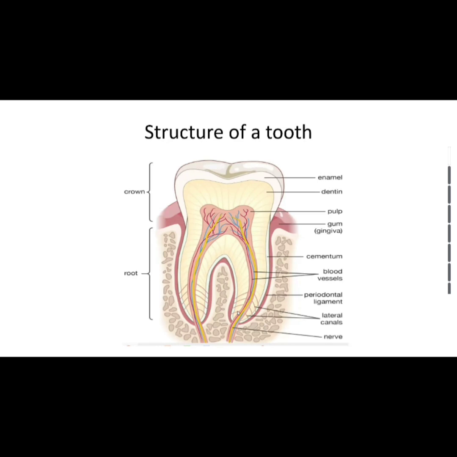So we have the structure of a tooth. We have the crown, we have the root. Between the crown and the root, we have a neck. That is the narrowing part between the crown and the root. We have the neck of the tooth. The crown is mainly covered by the enamel, which is a very hard substance.